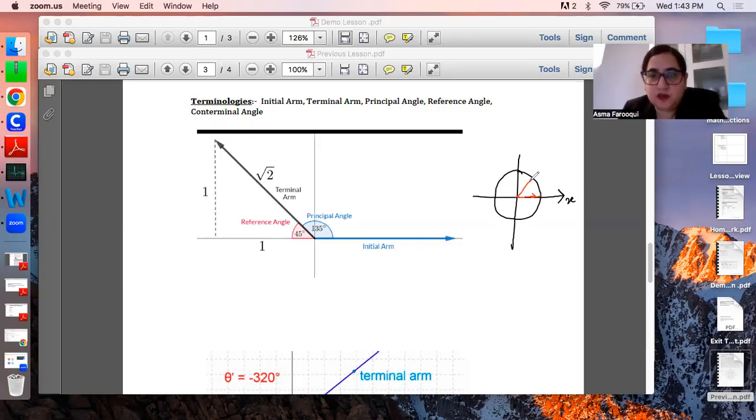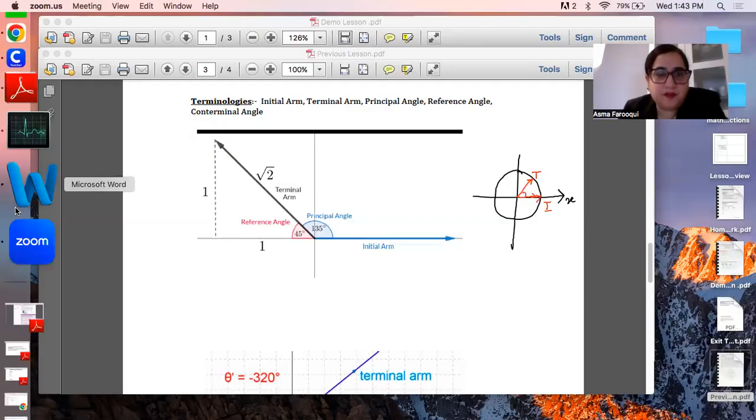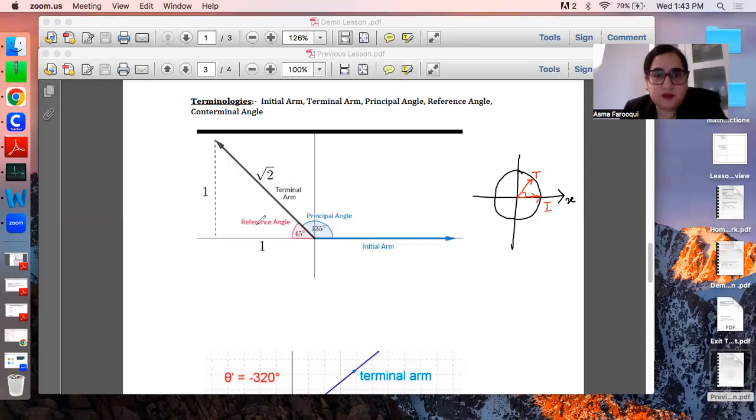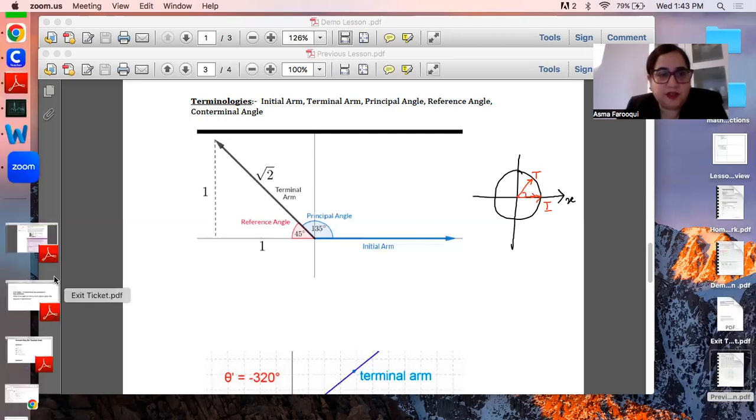This is the initial arm. This is the terminal arm. And this is my principal angle. And as you see in this figure, this is the reference angle. All these you should know. And then moving on to the next figure.